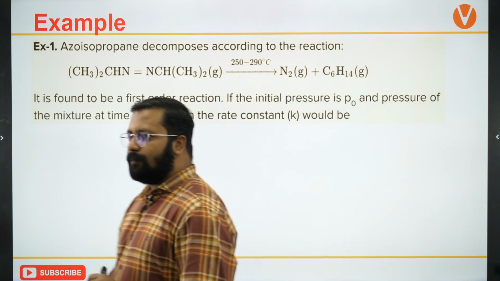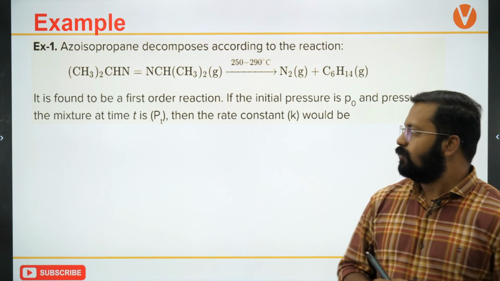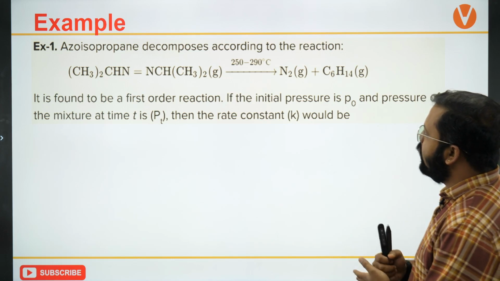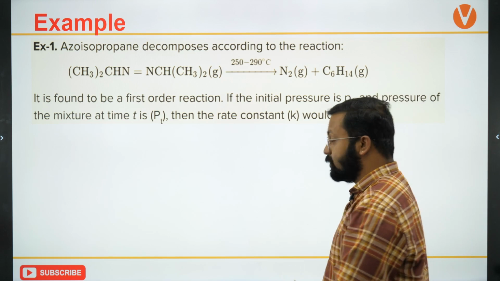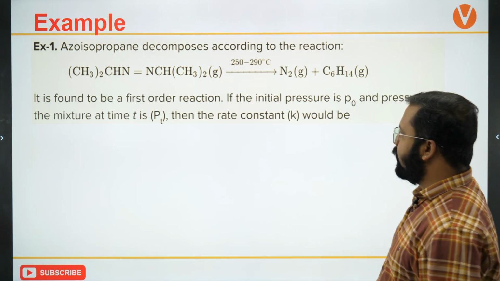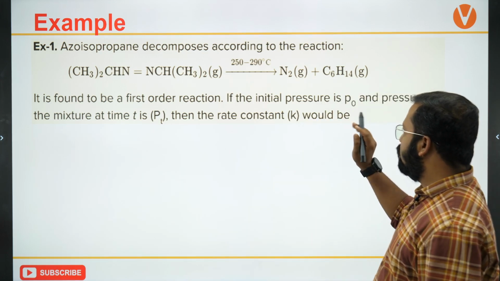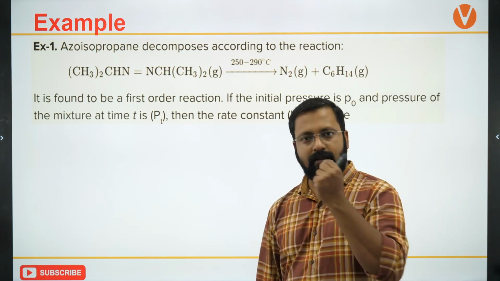There's an example on the board. Let's try to solve this question. Azoisopropane decomposes according to the reaction and is found to be a first order reaction. If the initial pressure is P naught and the pressure of the mixture at time t is Pt, then the rate constant would be. So हमें rate constant बताना है.